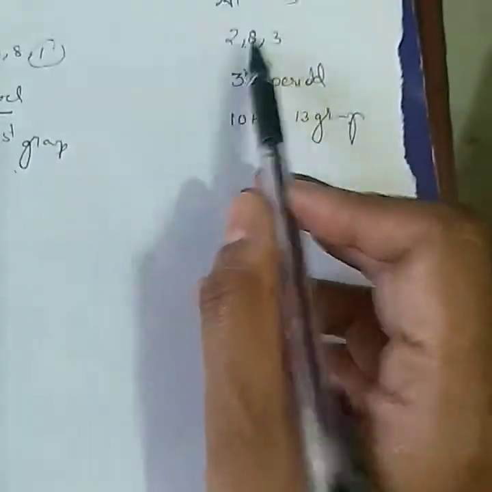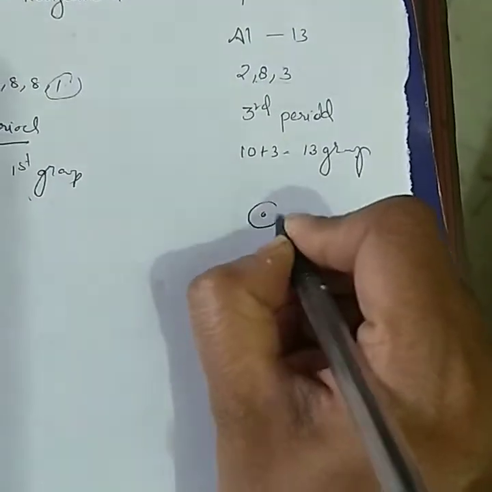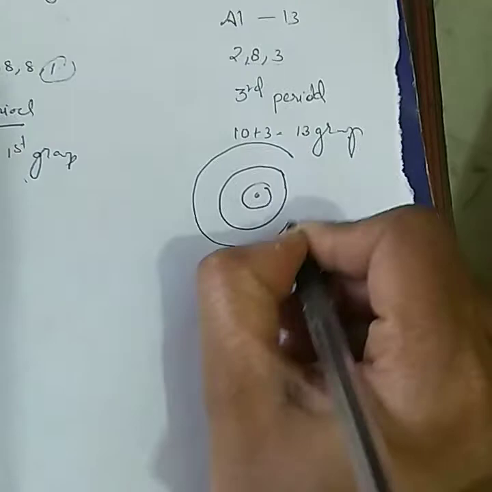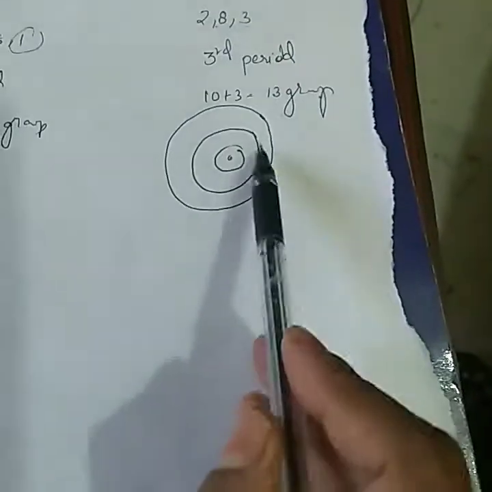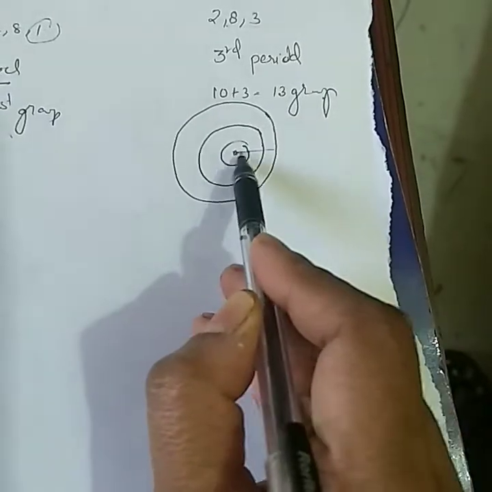Like if I write, aluminium's atomic number is 13. If I draw the number of shells, it contains 3 shells. What is the size of the atom? From the nucleus to the outermost shell. The distance from the nucleus to the outermost shell. This is atomic size.